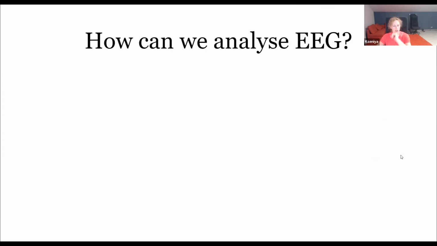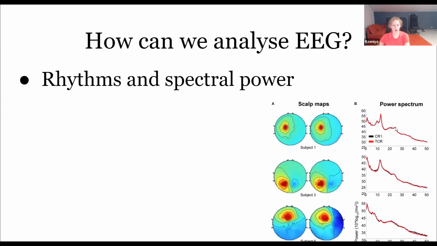Okay, and some words about EEG. The most common and oldest of the methods for analyzing EEG is spectral power methods or rhythms analysis.